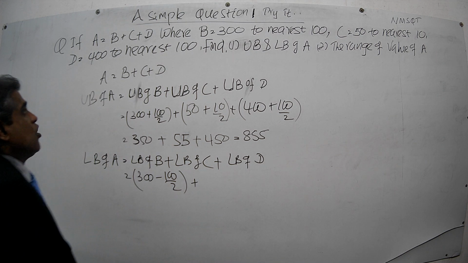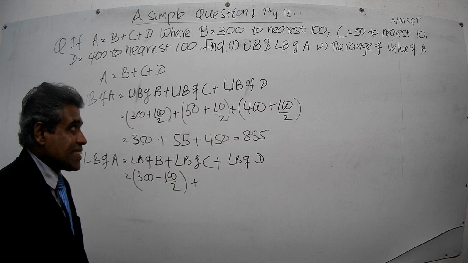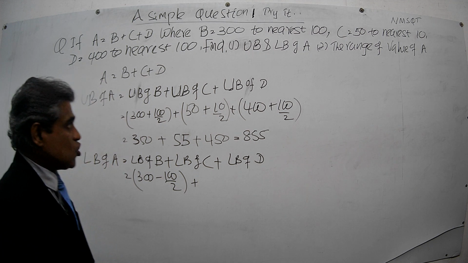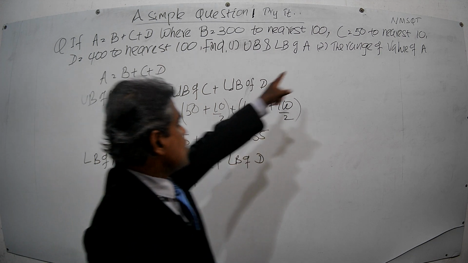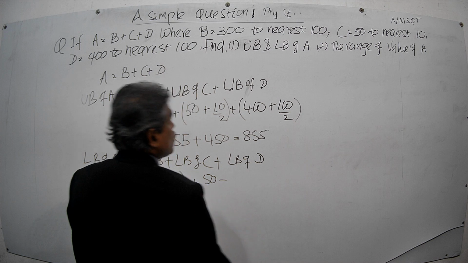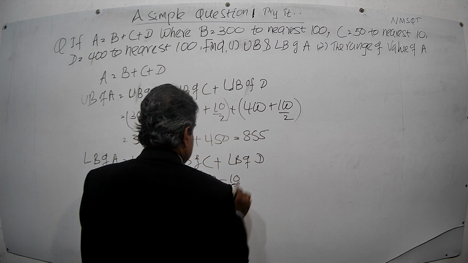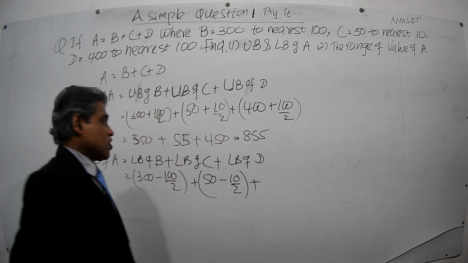Then lower bound of C. Lower bound of C is again the lower bound of a single corrected value. Then what is the formula? Corrected value minus degree of accuracy over 2. What is the corrected value of C? 50. 50 minus degree of accuracy, that is 10, that is 10 divided by 2. Same formula applies.